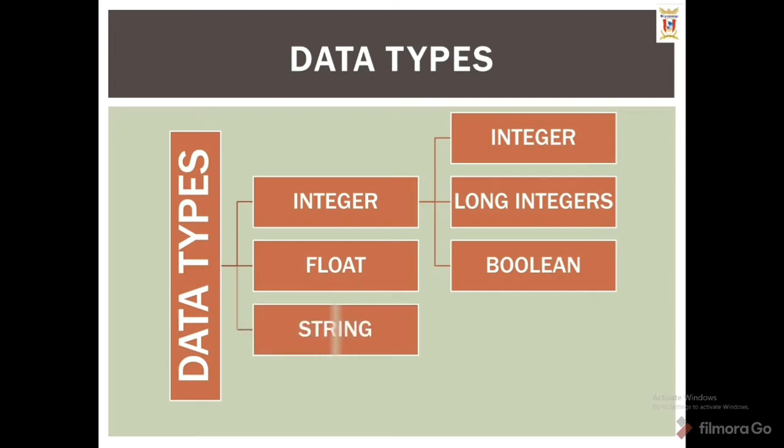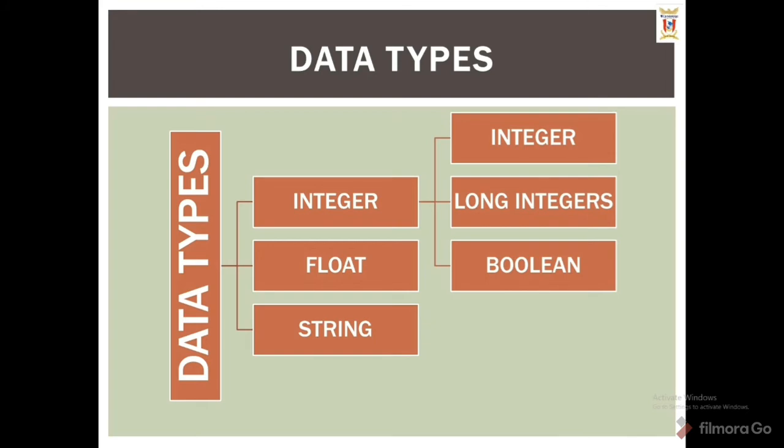Then comes the string value. A string data type represents the strings of characters enclosed within quotation marks. It can be double quotes, it can be single quotes. So whatever is written in single or double quotes is considered as a string value.